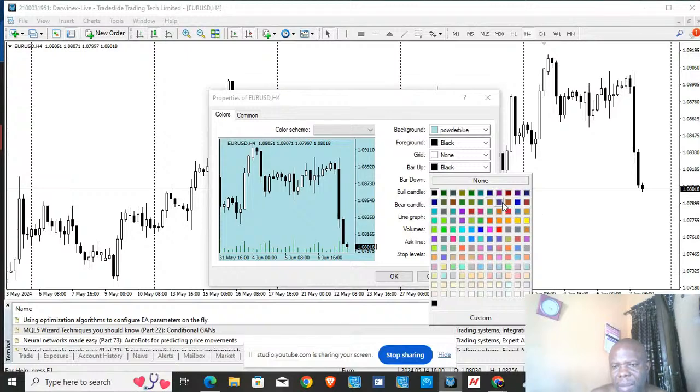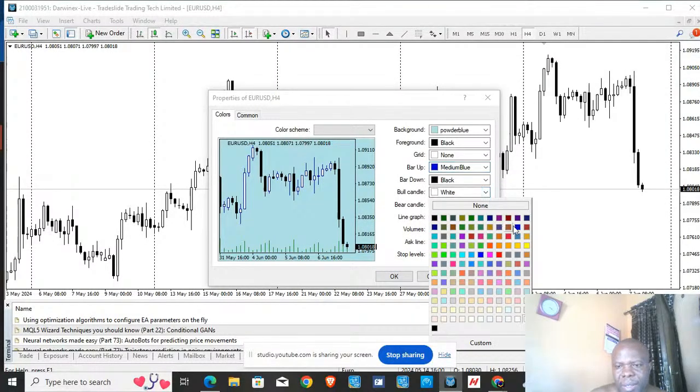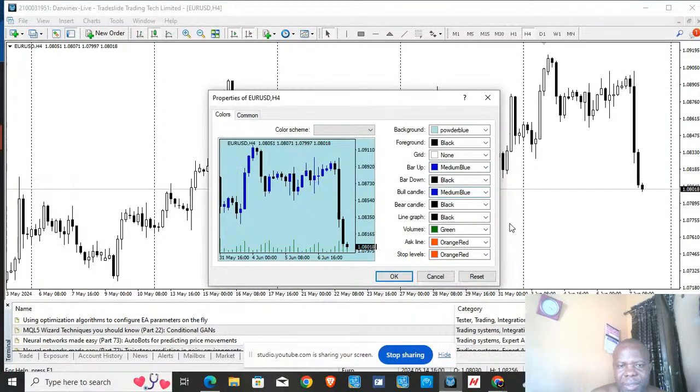Or let me pick medium blue. Then my bull candle, the same medium blue. Let me see what happens. Okay, this is how it looks now.